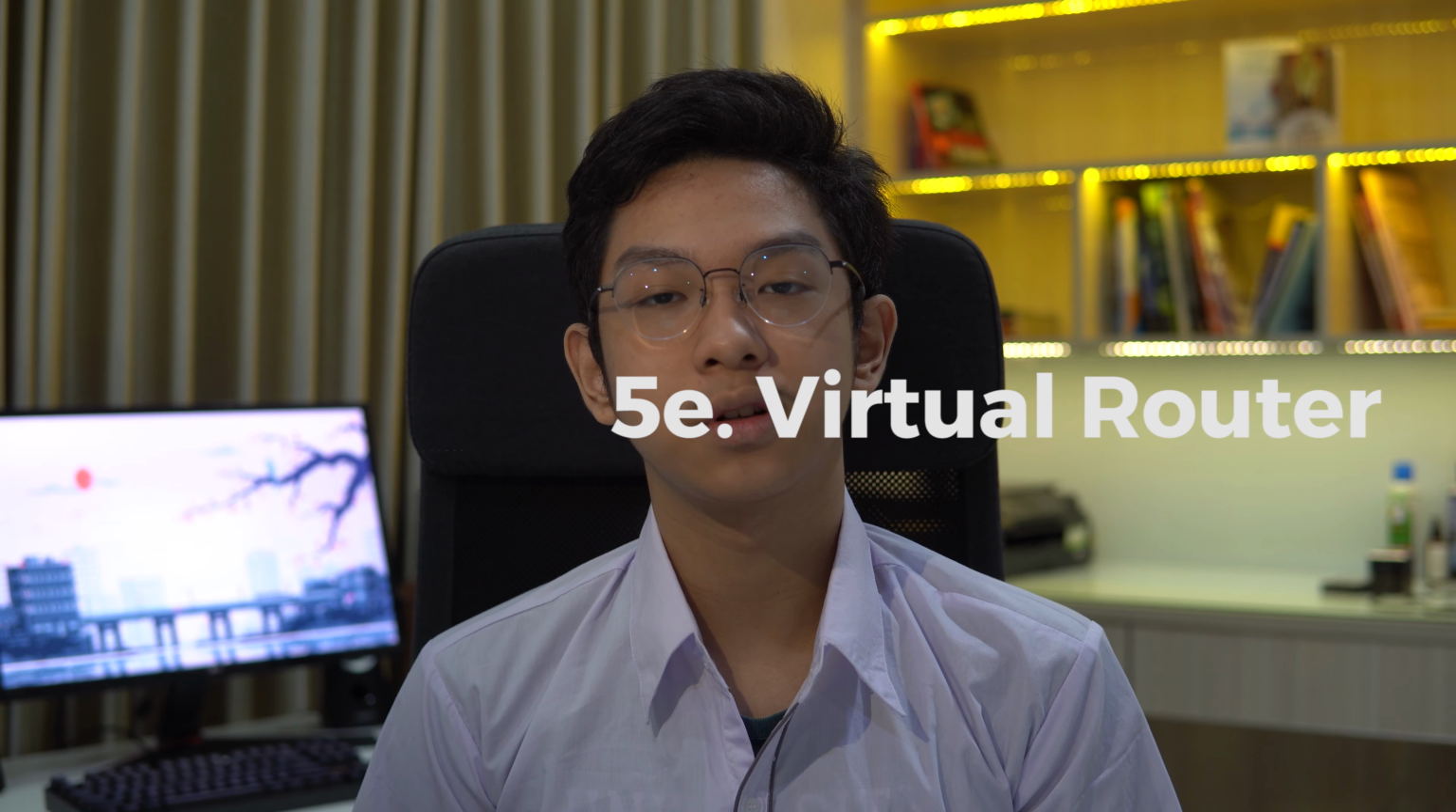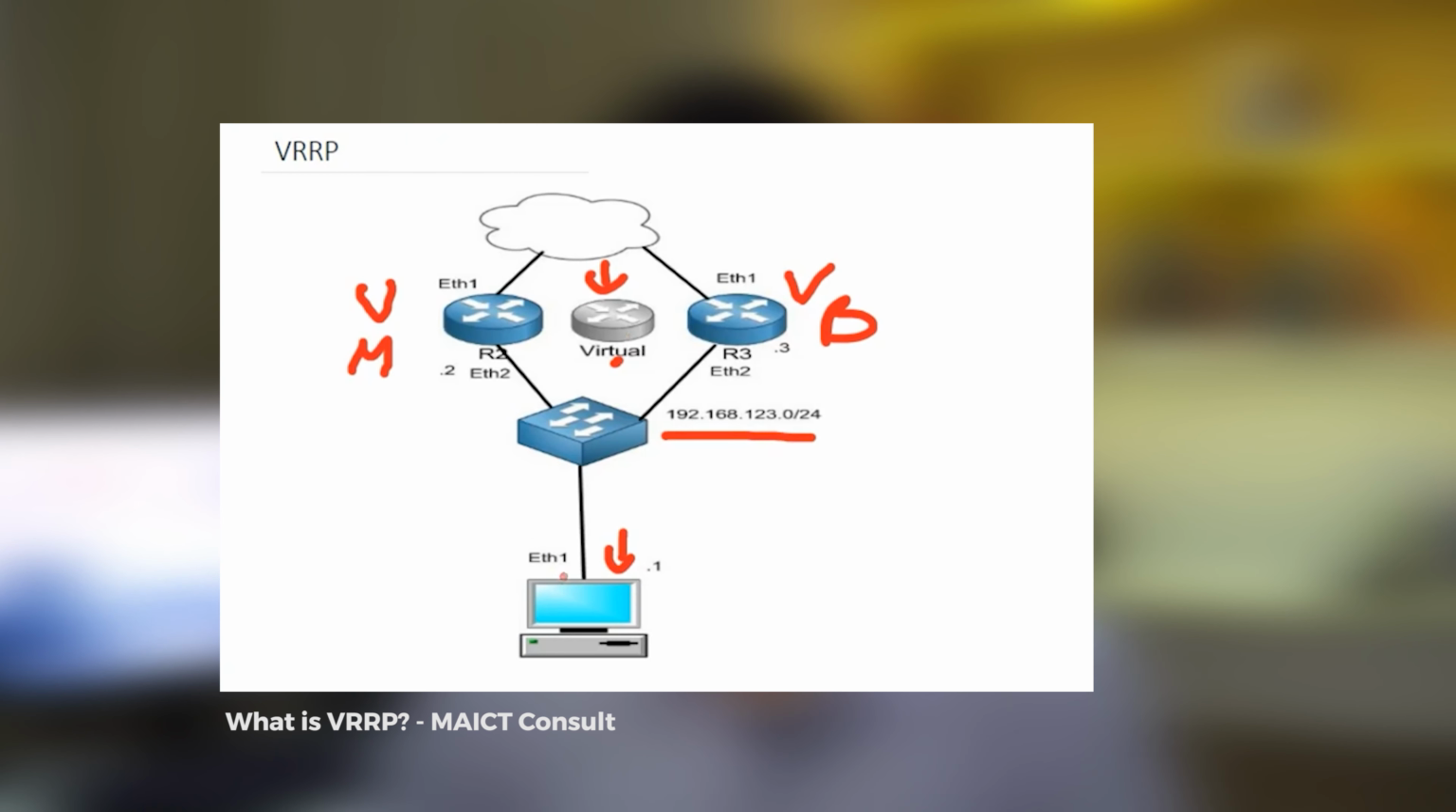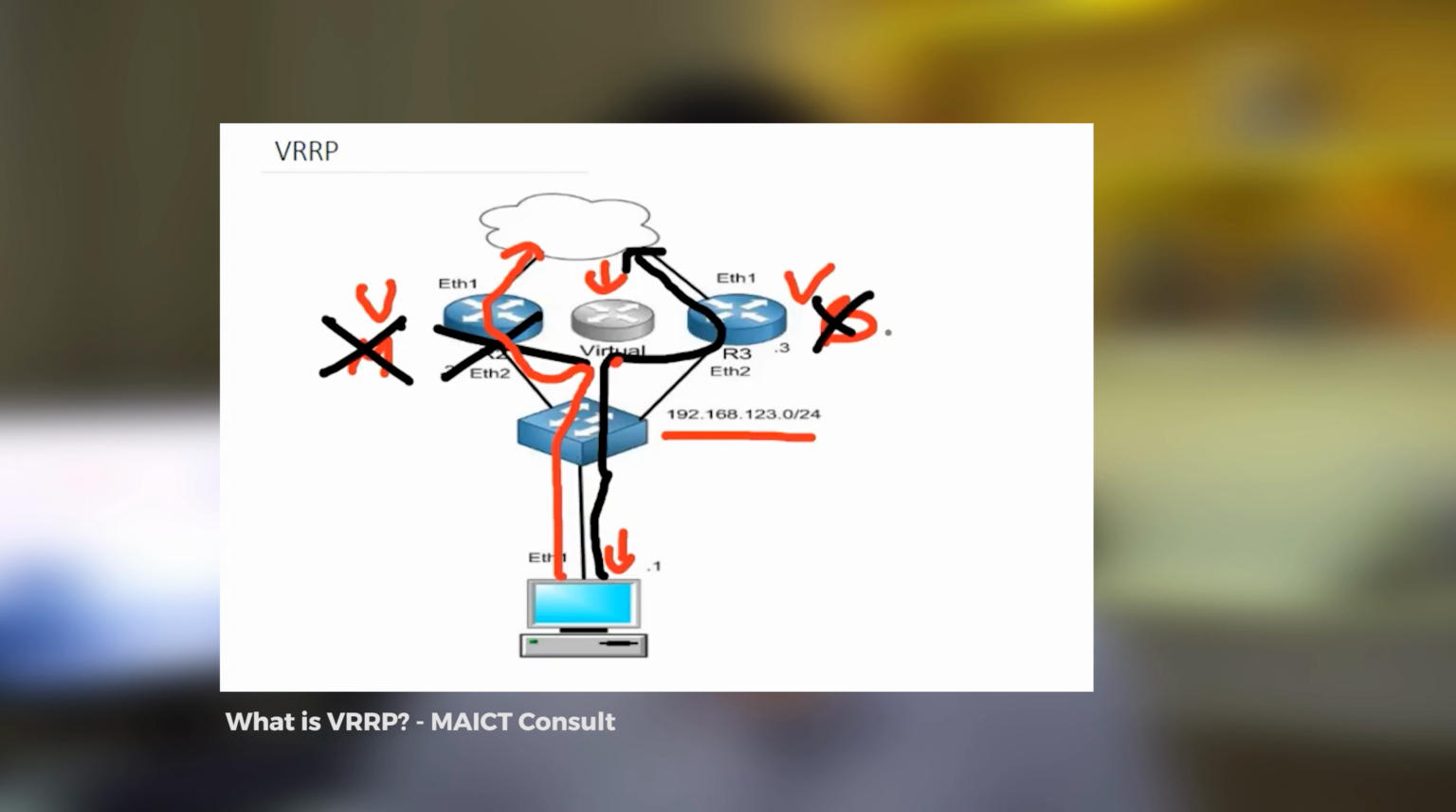The last one is the virtual router. A virtual router is a router or a backup used in a VRRP setup. VRRP, short for Virtual Router Redundancy Protocol, is a protocol for when something goes wrong. Basically, if there is a network downtime, the virtual router will become the main router.